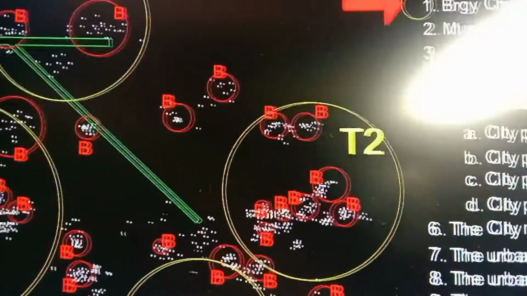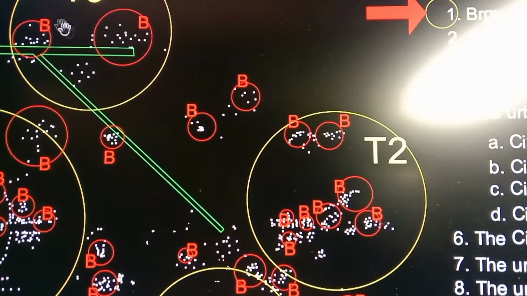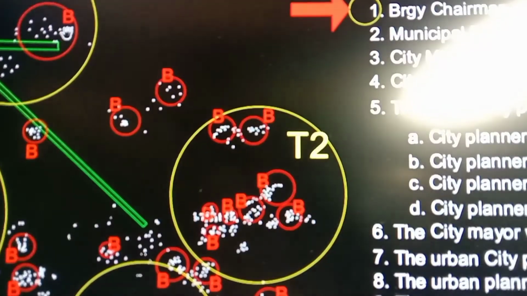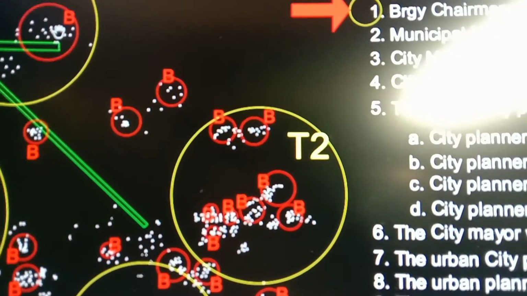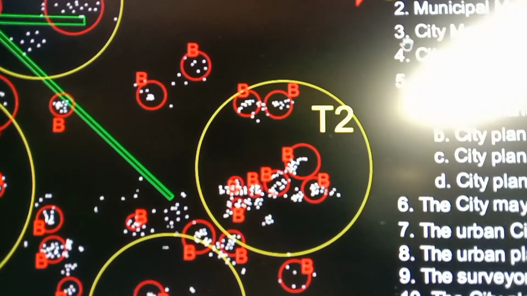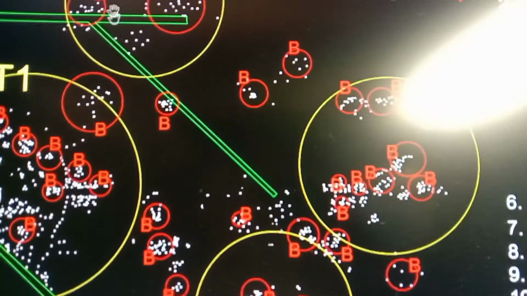So every town has its own group of barangays. As I encircled here, letter B means it is a barangay. So that is a barangay. A group of barangays is a requirement to form a town, as I have mentioned here. So this is the barangay.